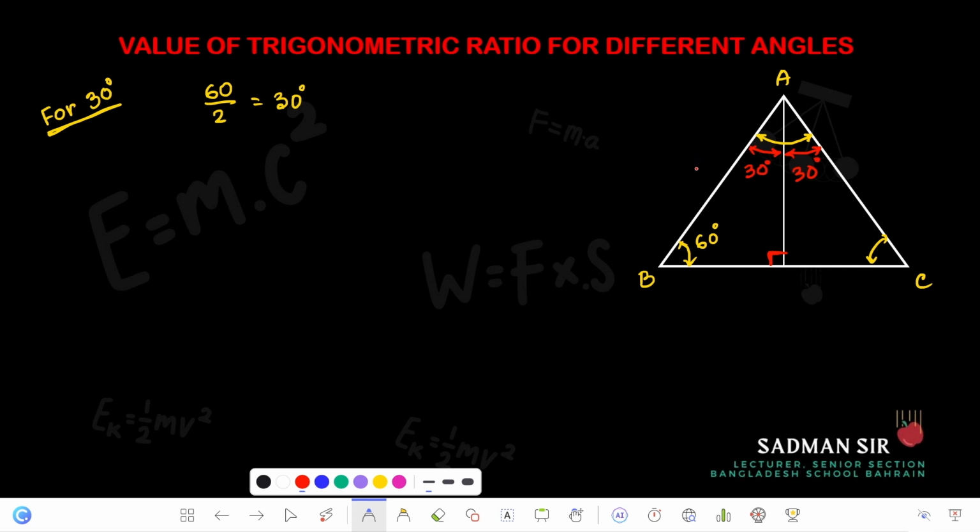For example, if I consider the length of this side to be A, then all the sides will be A. This will also be A, and this whole side will also be A. Now, what will be the length of this part?